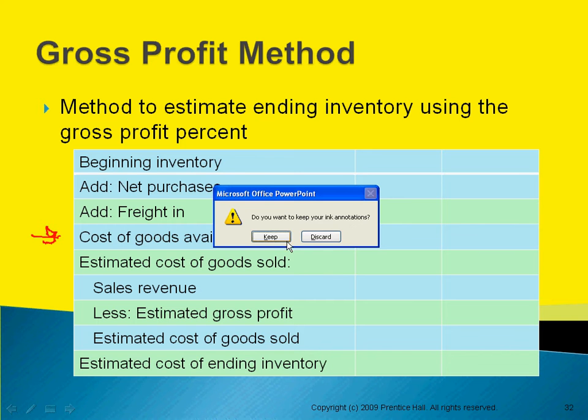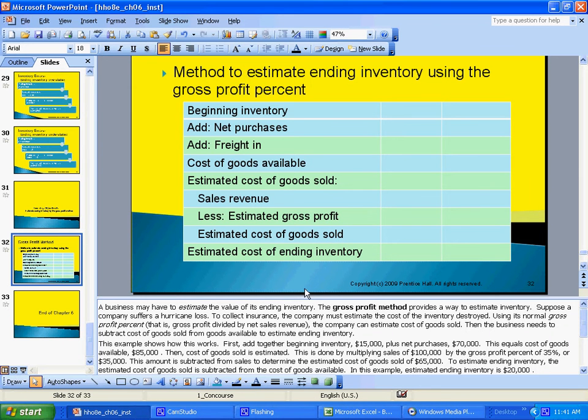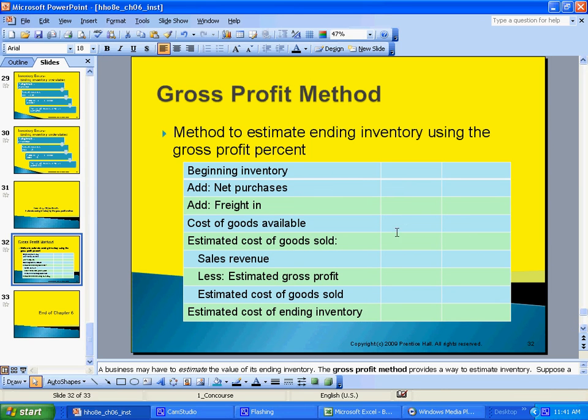Exercise 6-26 on page 339. I'll give you a second to get there. The requirements: suppose this inventory stored in the United States was lost in fire. Estimate the amount of loss to Toyota. Use the gross profit method.